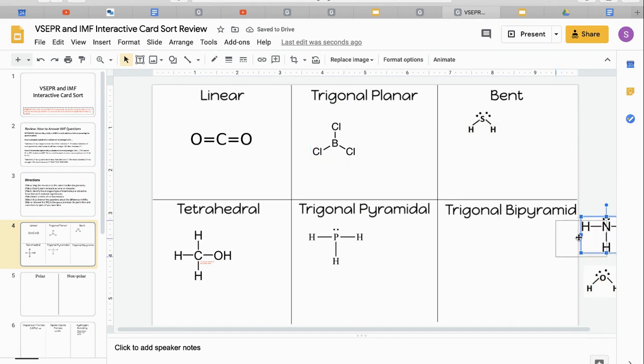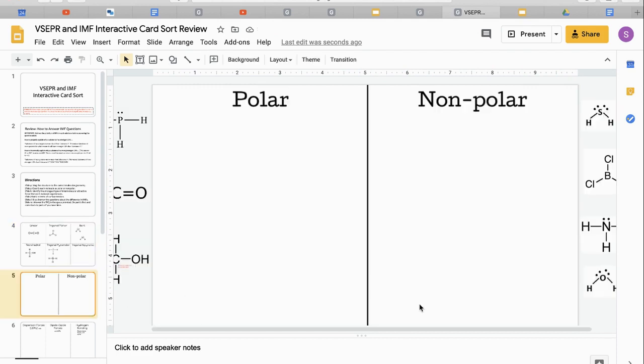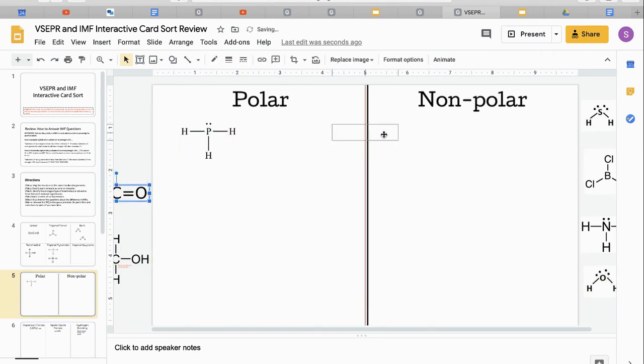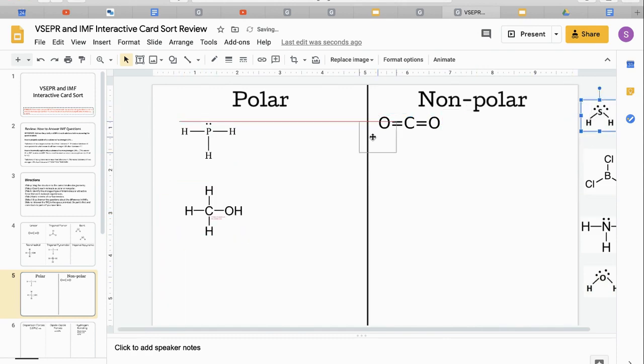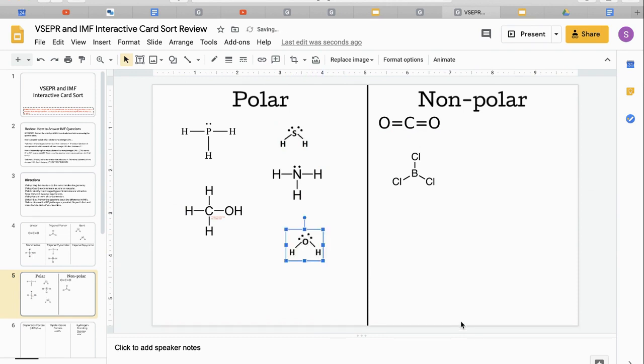BCl3 is trigonal planar. Here we have another trigonal pyramid, and here is another bent. So that's our sorting for that. The next part is to sort these into polar and nonpolar molecules. So that's polar, nonpolar, and polar. You should be very comfortable with classifying compounds as polar or nonpolar.